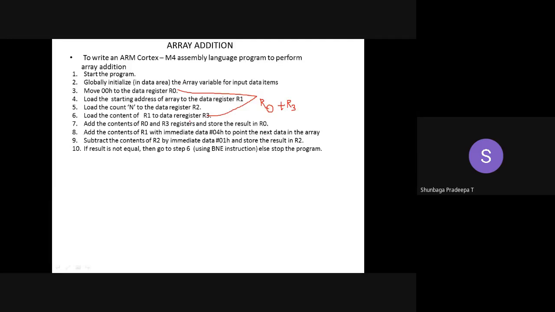So next we are adding the content of R0 and R3 and we are storing that in the same register R0. So R0 is nothing but your sum. So it is sum plus number. Okay. Next, after adding the first number, what we should do, we have to point to the next location. So how to access the next location? So where is the address pointing? It is with the base address R1.